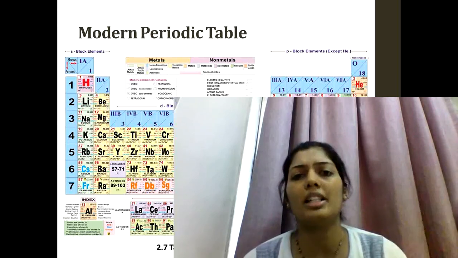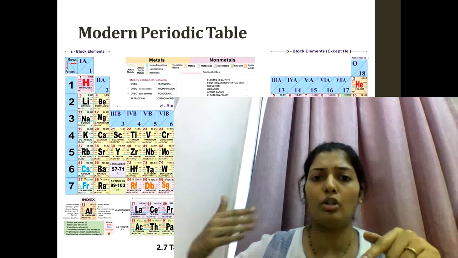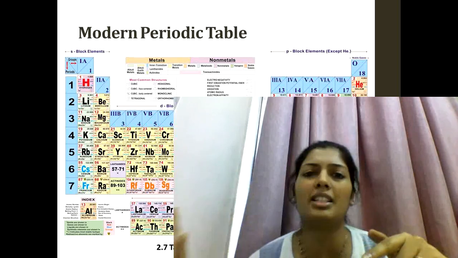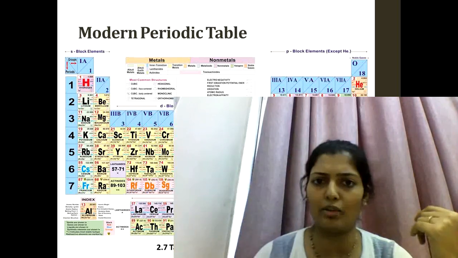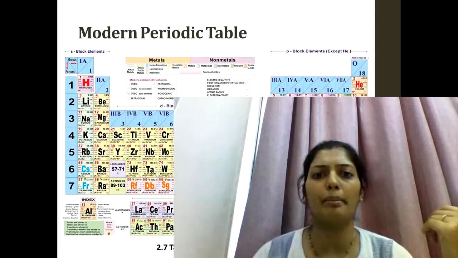S block contains metals. Group 13 to 18, or you can say 13 to 17 and 0 group elements, constitute the P block. They are placed on the extreme right hand side of the periodic table. They contain metals, non-metals and metalloids.